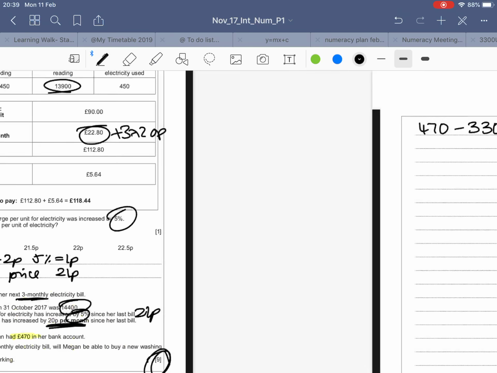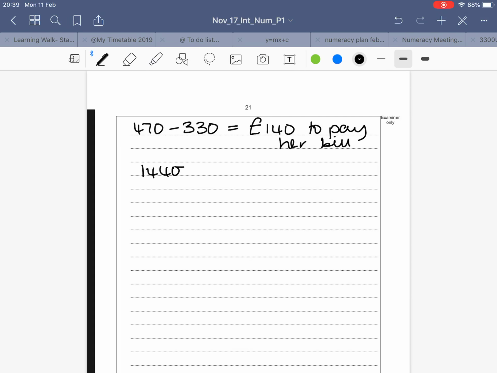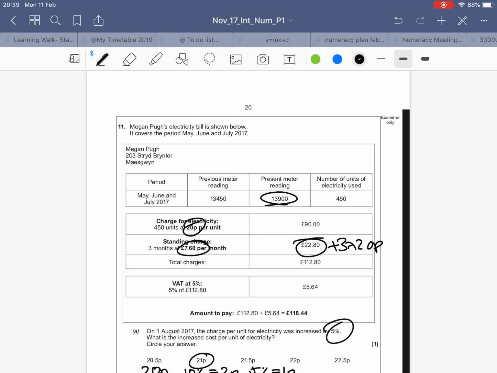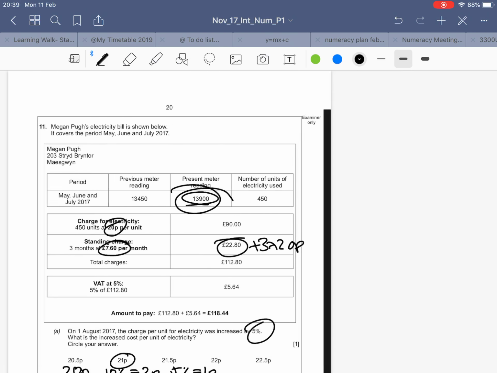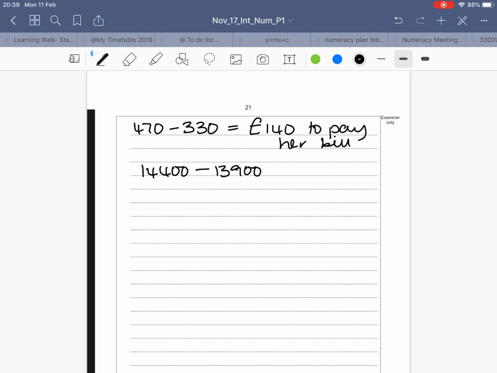Like I said, she's used 14,400 units compared to 13,900 last time. So in these 3 months, she's used 500 units of electricity, and they are now going to cost 21 pence each. So 500 lots of 21p, 5 21s are 105, 00 on the end, but that's in pence. So she's going to have to pay £105 for her electricity.